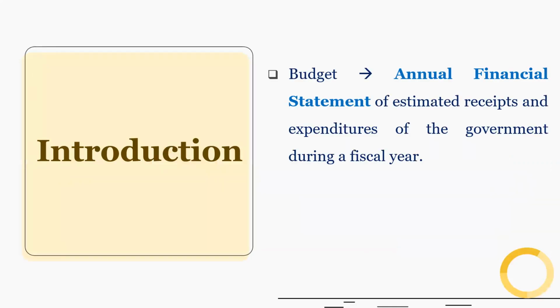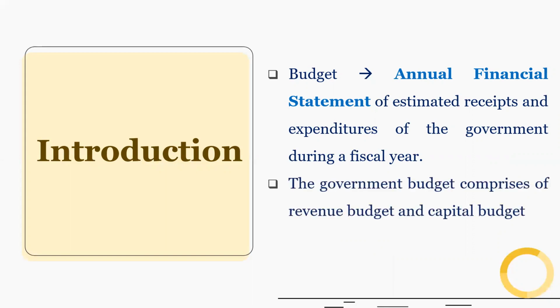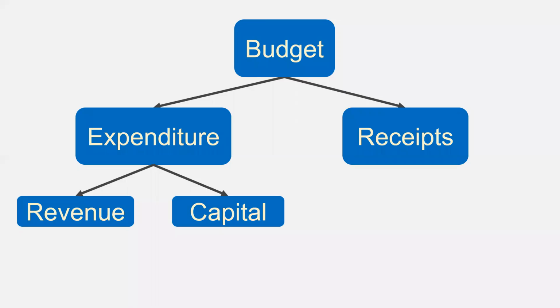Let's begin with the introduction. We know that budget is an annual financial statement of estimated receipts and expenditures of the government during a fiscal year. So we can have a budget of central government, state government, or local governments that shows the estimated receipts and expenditures. Now, the government budget comprises of revenue budget and capital budget. So you can see we have revenue expenditure and capital expenditure, and similarly we have revenue receipts and capital receipts. You can find our video on revenue receipts and capital receipts also.